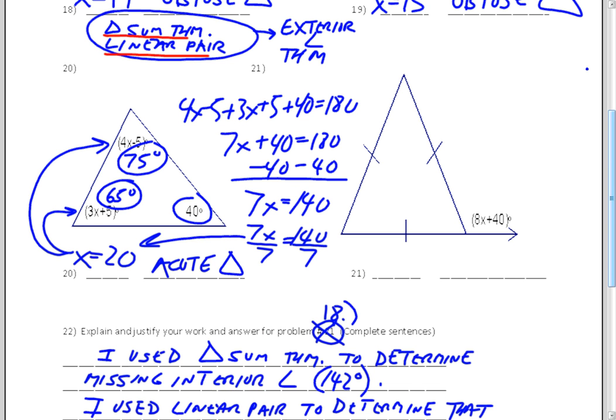Raise your hand, give me number 21. What's my x? And what kind of triangle am I looking at? What do we have for x? And how did you get it? X equals 10. How did you get it? Figured it out in your head. Just came to you in a dream?